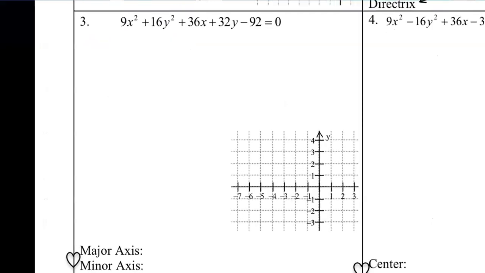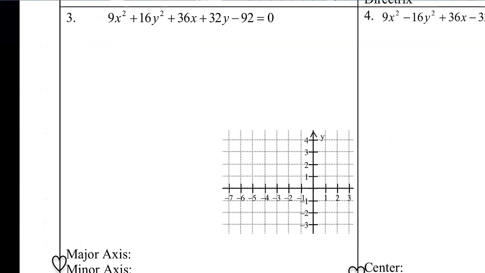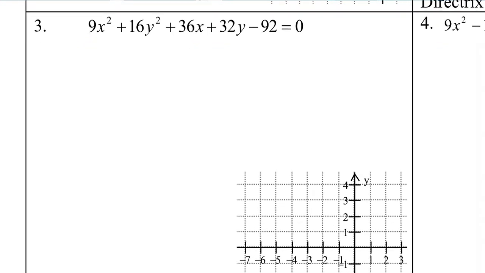Let's look at number 3. Number 3, we have multiple squared terms. So we have a 9x squared and a 36x. We have a 16y squared and a 32y. So let's collect the x's together and the y's together. Now when we collect the x's, we have a leading coefficient on the x's, and we have a leading coefficient on the y's. That's the first time in this video that we've seen that.